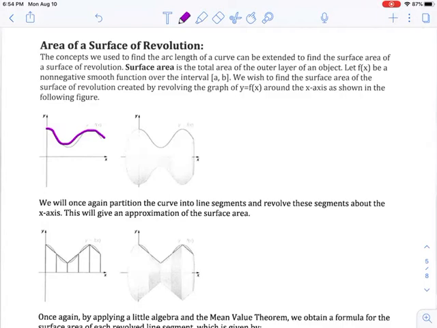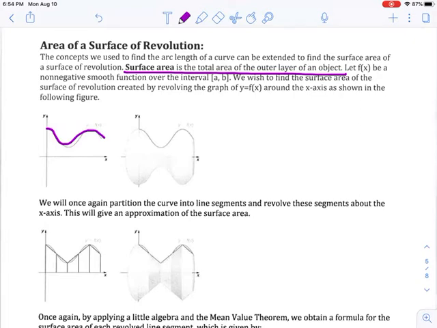Well, we don't want to find volume now. We want to find surface area. Surface area is the total area of the outer layer of the object. It's the surface of the object. Could be completely hollow inside. We're just looking for the surface area.